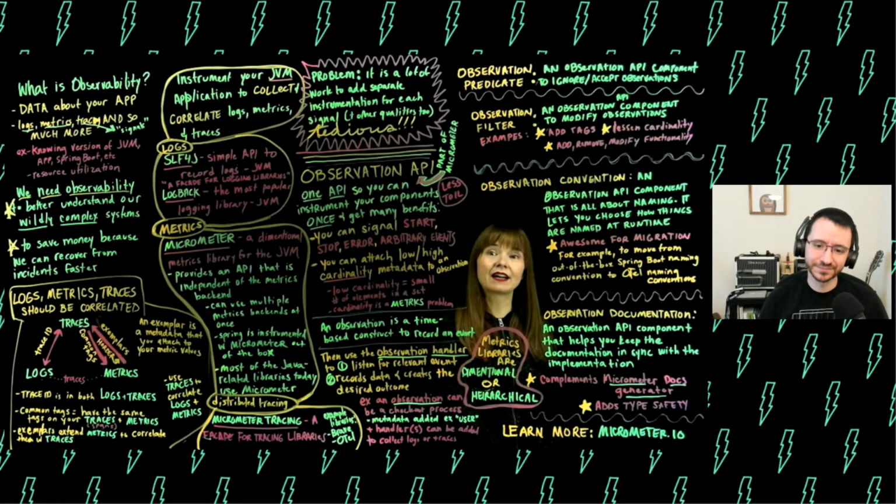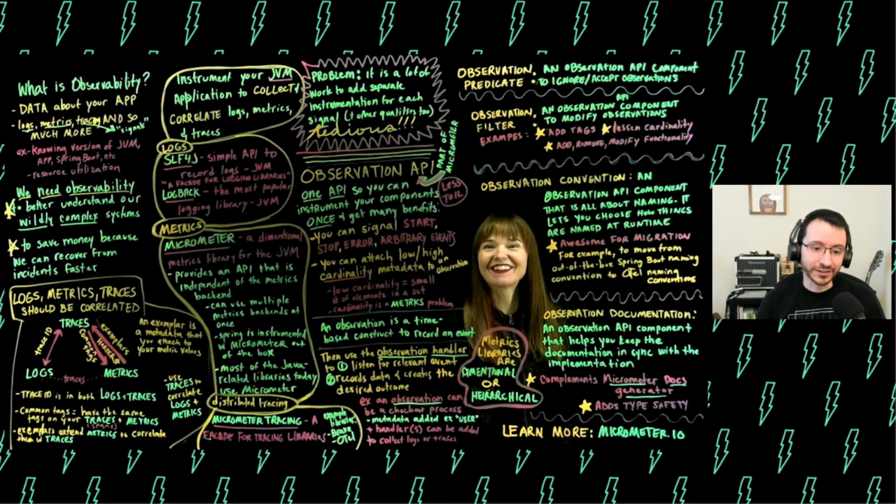We can use a component called an observation filter to modify observations. So we could do anything here. The sky's the limit. But we could add or remove tags. We could add or lessen cardinality. I don't know why I would add it, but sure. We could add, remove, modify functionality. Oh, you're going to tell me why you want to add it. Why do you want to add it?